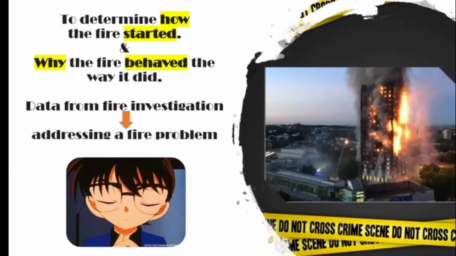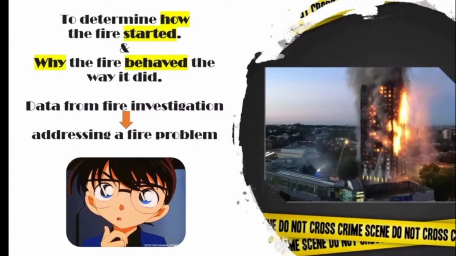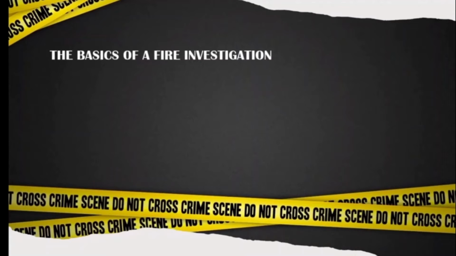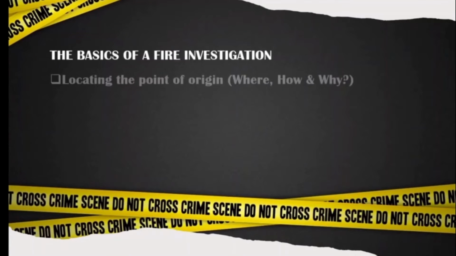According to NFPA 921, a scientific and systematic method of analysis is needed to determine the origin and cause of a fire, which is why today I will be briefly going over the basics of a fire investigation. The first point of a fire investigation is to locate the point of origin. Where, how, and why did the fire start? Imagine that you're a fire investigator and you've arrived at the scene of the crime.